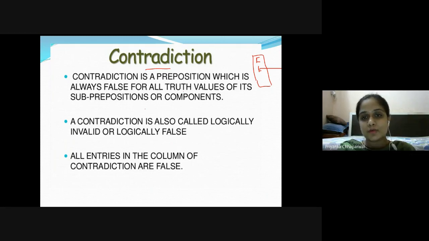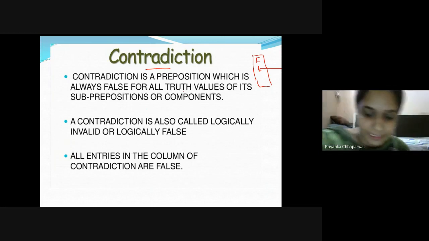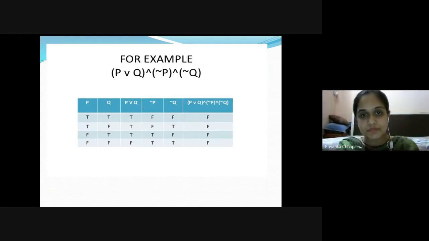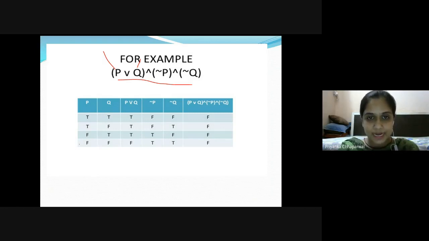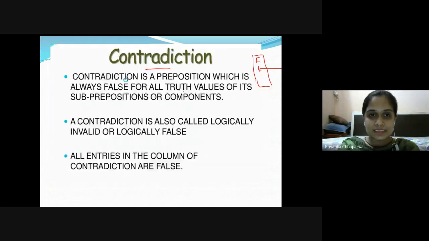So a contradiction is a proposition which is always false, meaning it is false for all truth values of its sub-propositions or components. So we have taken one example. Here we have two variables, first is p, second is q. First of all, I am writing p and q, and the possible combinations. Then p or q. So I find it like this.